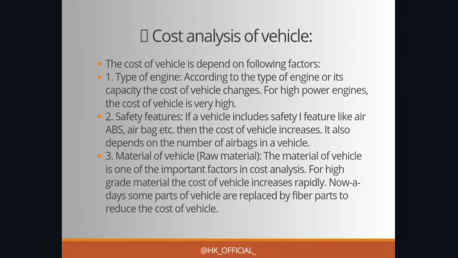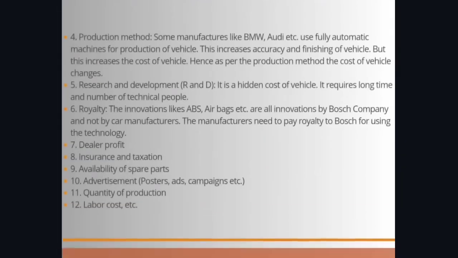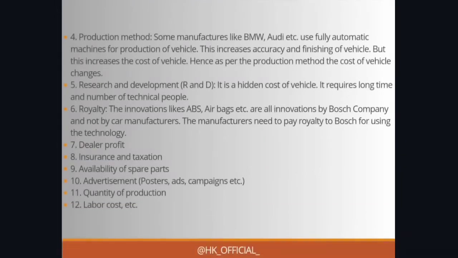the raw material used. Then further we have fourth point, production method. So some manufacturers like BMW, Audi, etc. use fully automatic machines for production of vehicle. So this increases the accuracy and finishing of vehicle, but this increases the cost of vehicle also. Hence, as per the production method, the cost of vehicle changes.